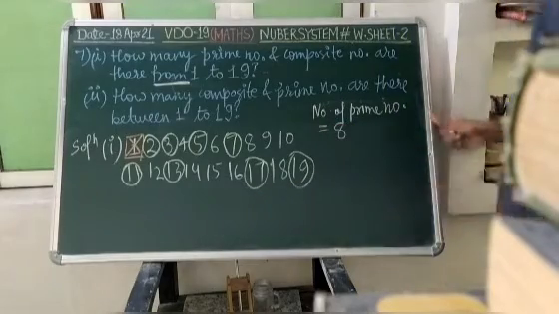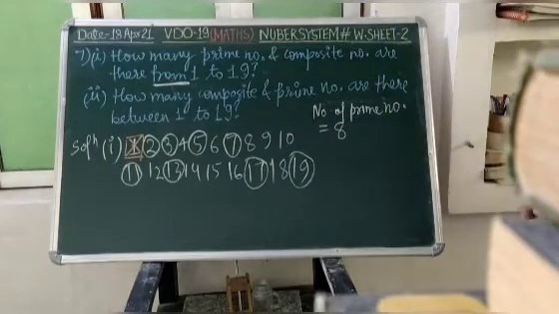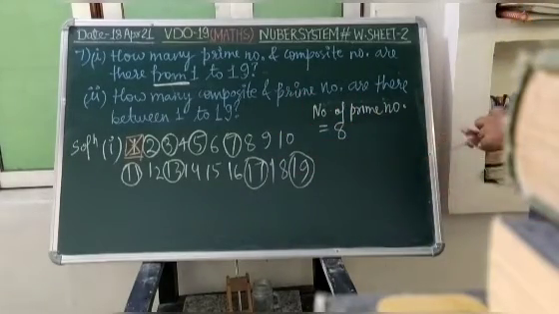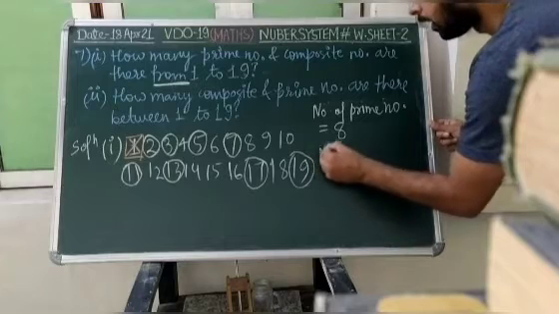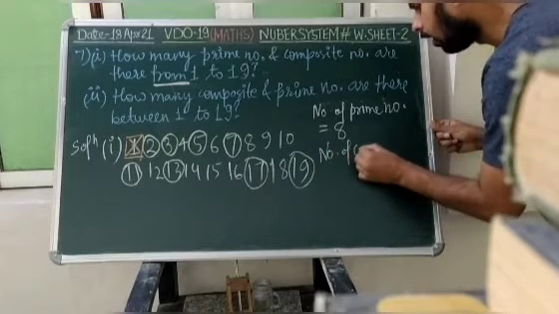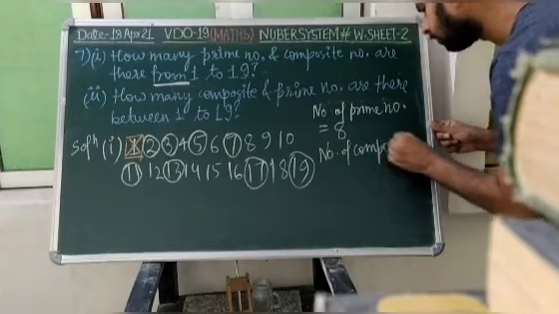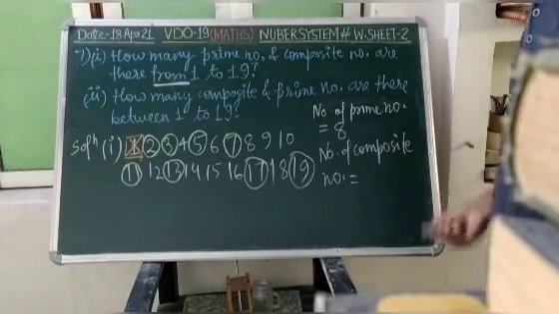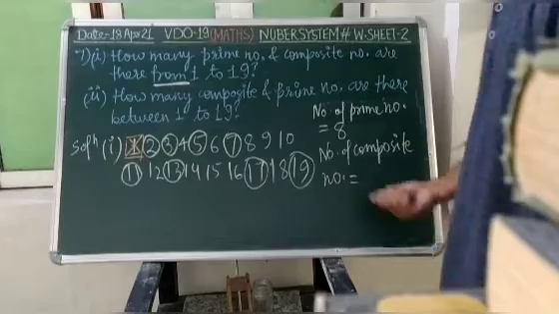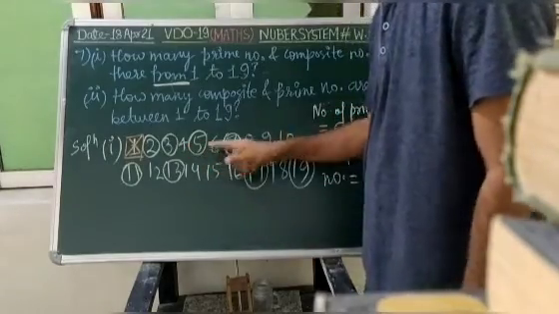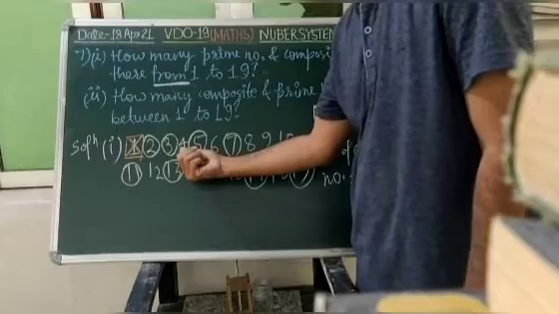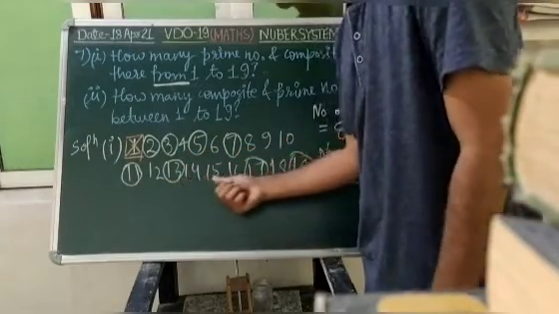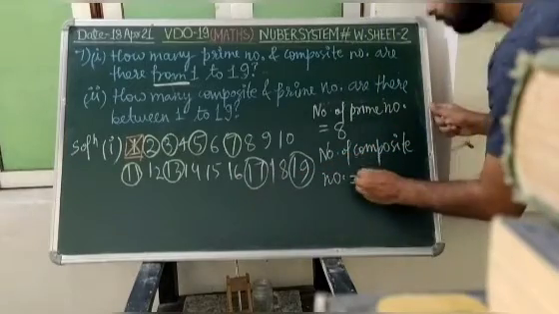How many prime numbers are coming? 8. 4 and 4, 8. And in the same way, how many composite numbers will there be? 10. The smallest composite number is 4. So 1, 2, 3, 4, 5, 6, 7, 8, 9, 10.